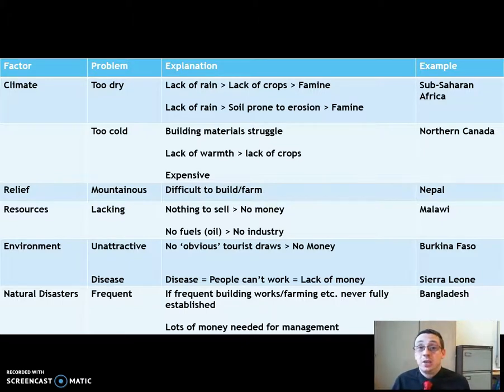Now, disease. If your nation happens to be in an area where you've got issues with particular endemic diseases, that's going to mean people can't work because they're sick. If people are sick and not working, they're not making money for your country, so development slows down. Now, the last one we have here is natural disasters. And the whole point with natural disasters is not that they occur, it's that there's a relative frequency to them occurring that's going to mean your development is going to slow down.